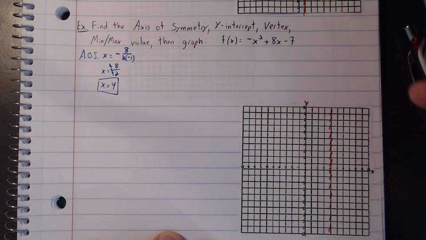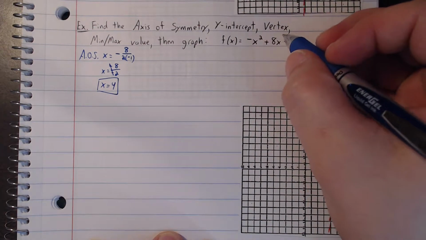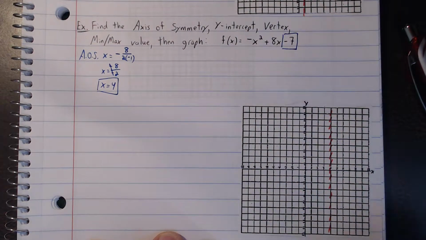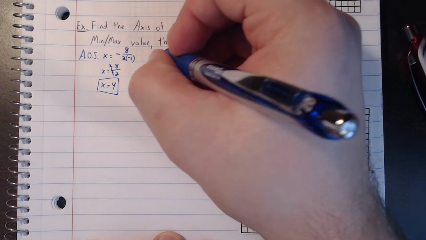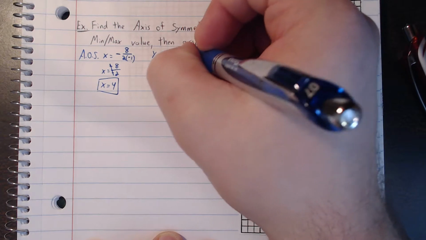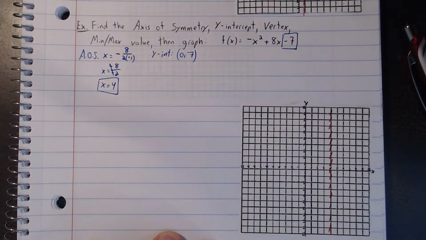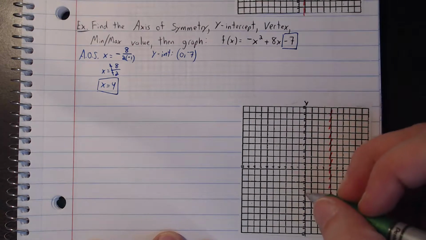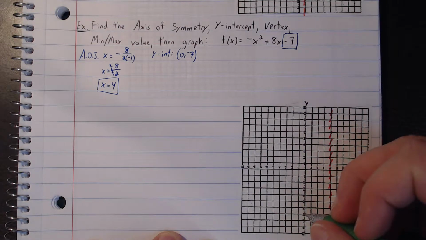Next, they want the y-intercept. Our y-intercept is always our c value. Here it's negative 7. So our y-intercept is going to be 0 and negative 7. Let's plot that really quick. 0, negative 7 is right here.